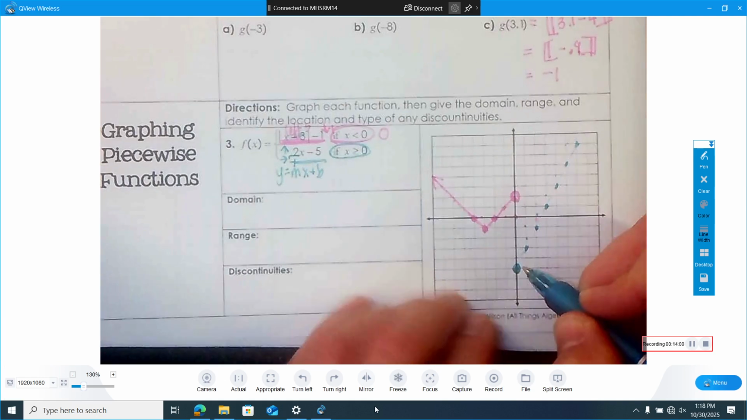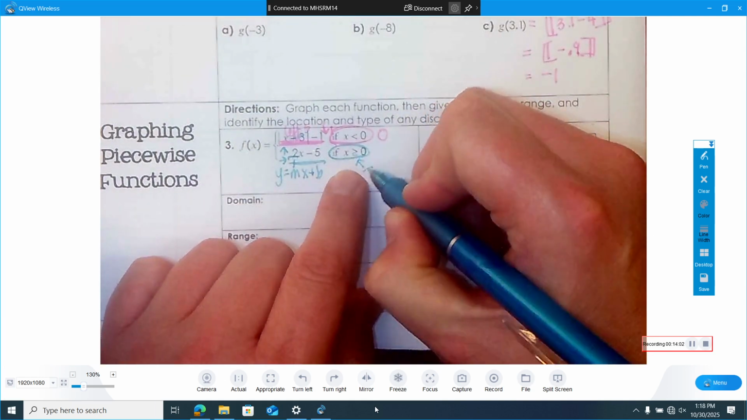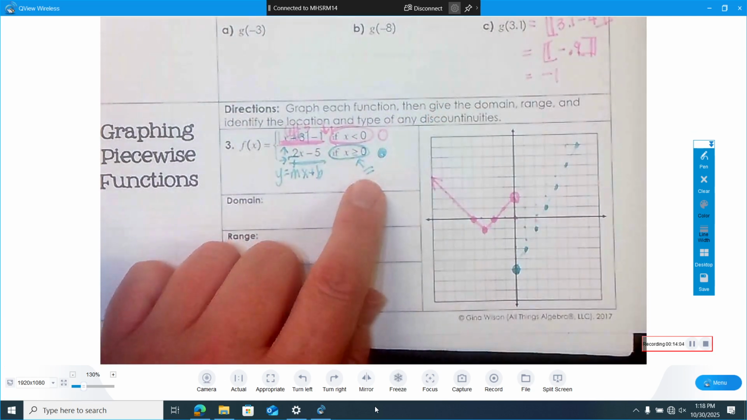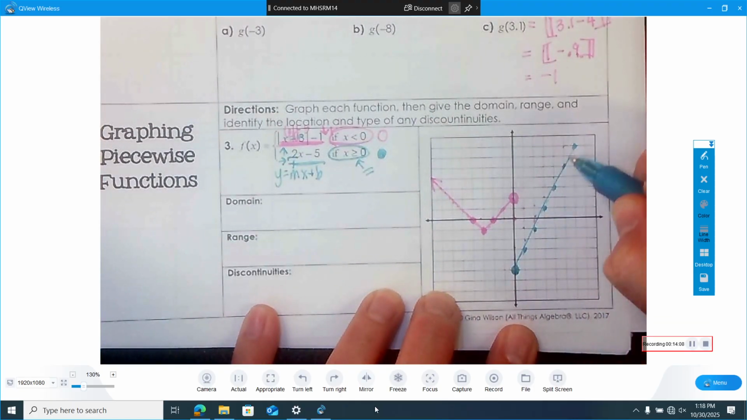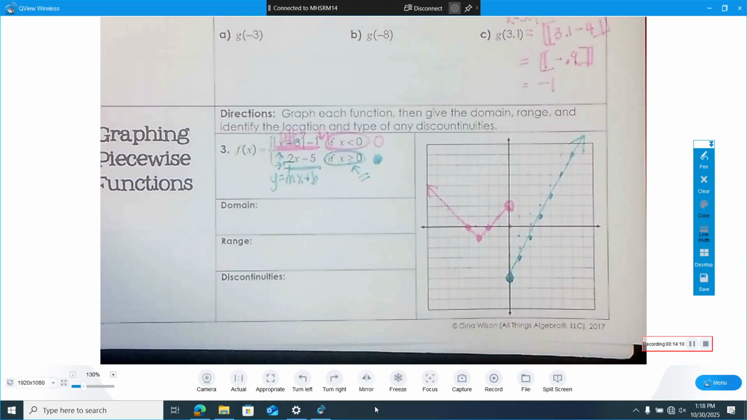Solid dot. Solid dot because of the equal sign. We got to use a solid dot since it's got the little equals with it. And then I'm going to go ahead and see the right-hand side of my graph there. Get this beautiful graph. Does that make sense to you? Okay. Let's try a couple more.